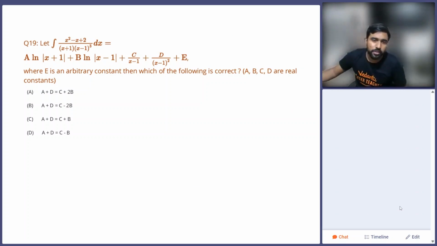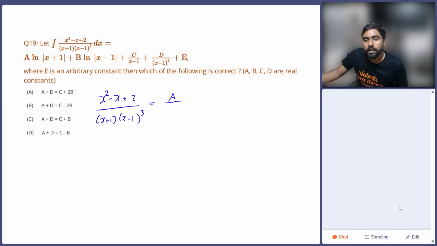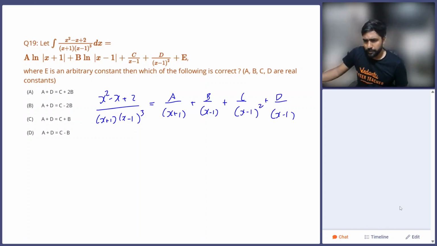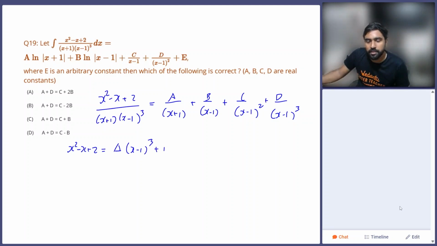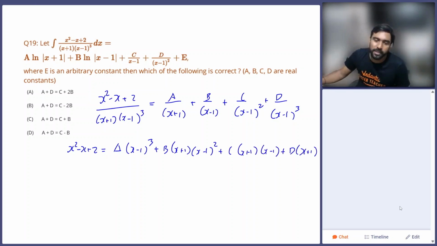Okay, partial fractions ka question. Let's see, I can say this: (x square minus x plus 2) divided by (x plus 1) into (x minus 1) ka cube is equal to a upon x plus 1 plus b upon x minus 1 plus c upon (x minus 1) ka square plus d upon (x minus 1) ka cube. Cool. I can write that x square minus x plus 2 is equal to a into (x minus 1) ka cube plus b into (x plus 1) into (x minus 1) ka square plus c into (x plus 1) into (x minus 1) plus d into (x plus 1).